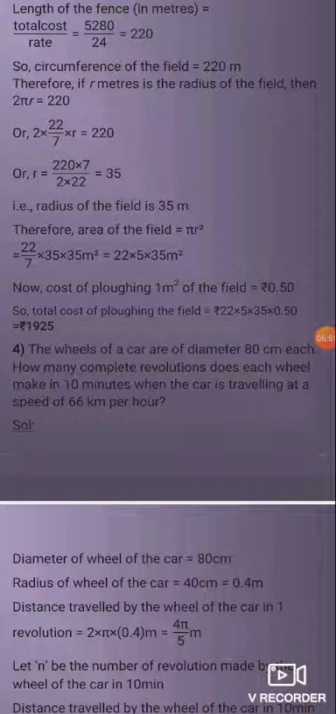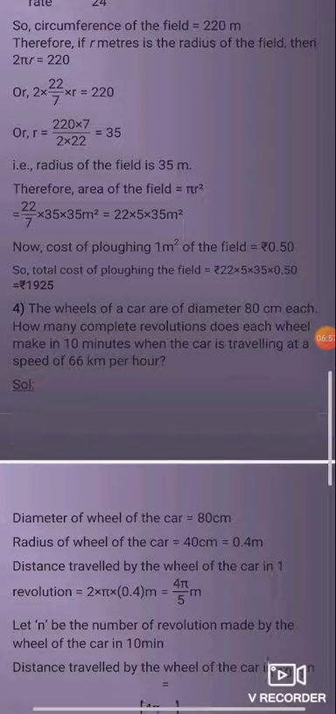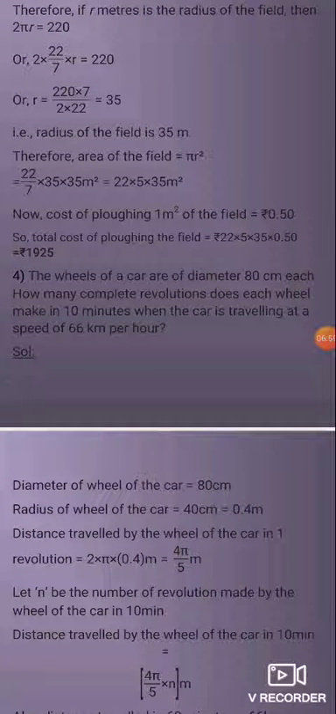Now the next step, let n be the number of revolutions that we need to find out made by the wheel of the car in 10 minutes. Now the distance traveled by the wheel of the car in 10 minutes is equal to 4 pi by 5 into n, that is, 4 pi by 5 into n meter.